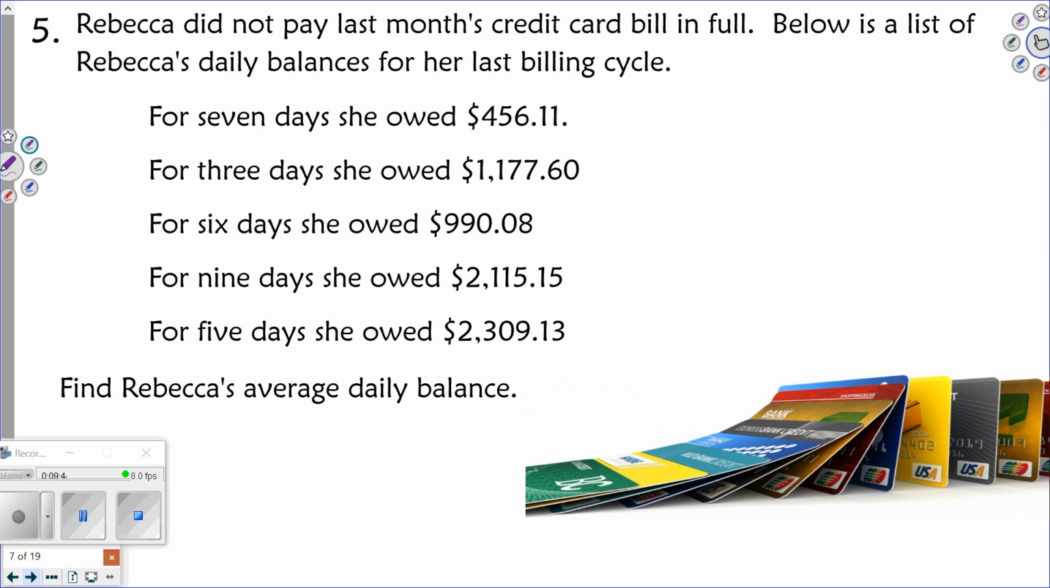So we need to figure out what her average daily balance is. Okay. So for this one, the way it's set up, it's actually fairly simple to figure out. Later on, the last example we do in the notes today, is where it gets a little more complicated. But they're telling us for 7 days, she owes $456.11. For 3 days, for 6 days, 9 days, 5 days, and her balance changes. Why does it change as the days go on in the month? Why would it change? What's happening?